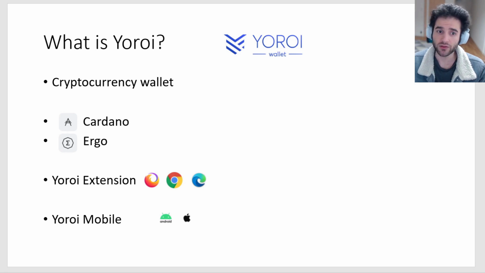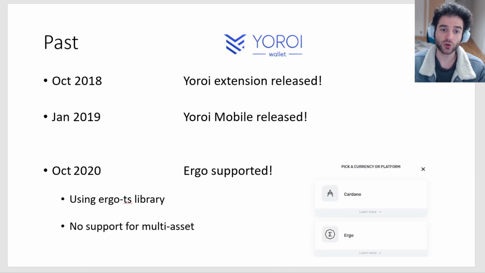So where can you get the Yoroi extension? Right now it's available in two ways. One is a Yoroi extension, so a browser extension, and the other one is a mobile application. For the browser extension, we support Firefox, Chrome, and Edge. And then for mobile, we support Android and iOS. So if you haven't heard of Yoroi, you might be interested in the history of this project. So let's talk a bit about what we've done so far.